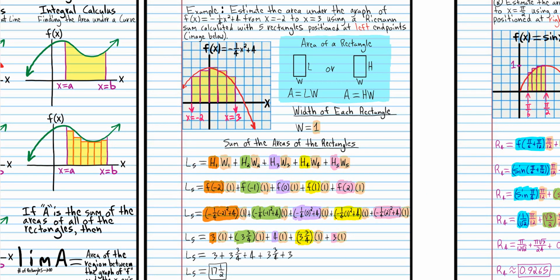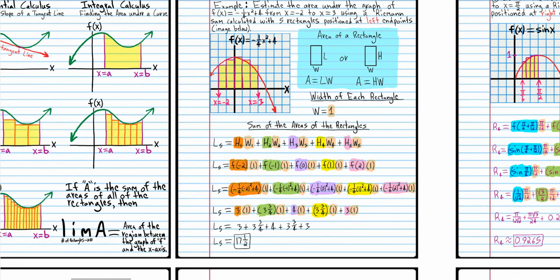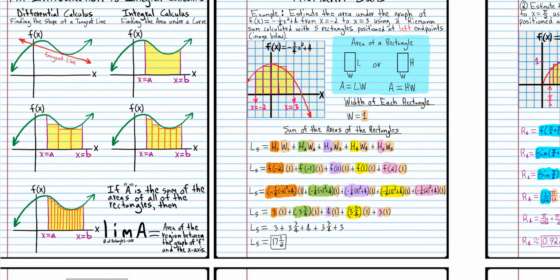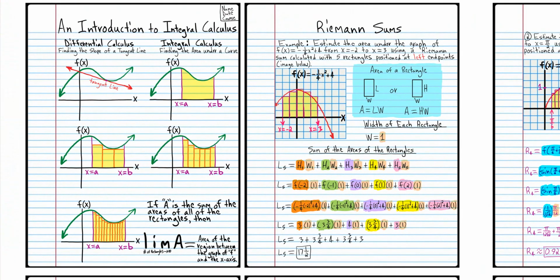So it's really not difficult. It's just that students need to get used to how the outputs of the function give us the height of the rectangles. If you understand the basic principle there, then the rest of these problems are going to be easy. At least the problems on Riemann sums.